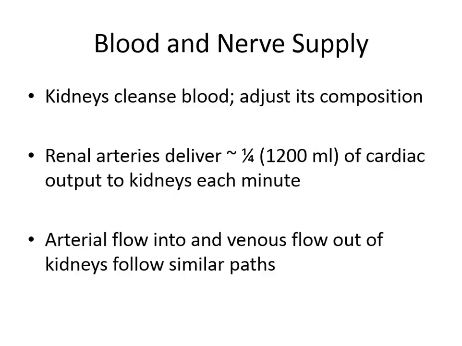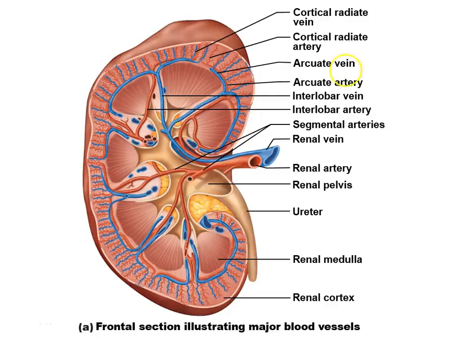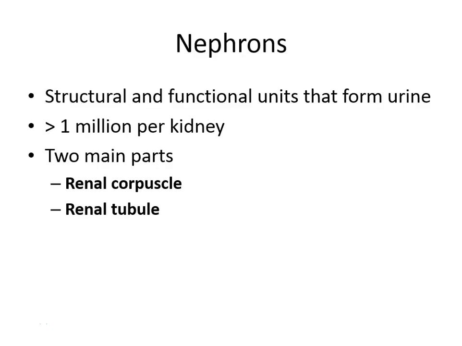And then venous flow, same idea, cortex, branch to the renal vein. So you can see that flow there and how they branch. And these are going to be where our nephrons are, where we're doing the filtering. So the nephron is our structural functional unit of urine formation. So remember, a functional unit is basically the smallest piece you can break everything down into and still have all the important parts. And each of your kidneys has over 1 million.